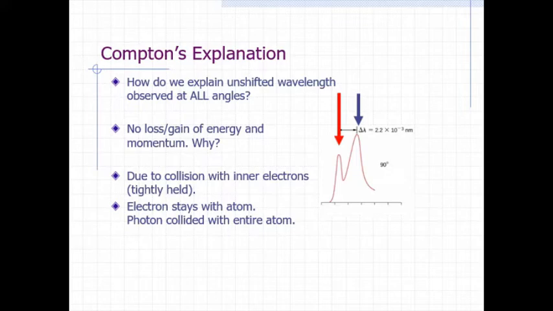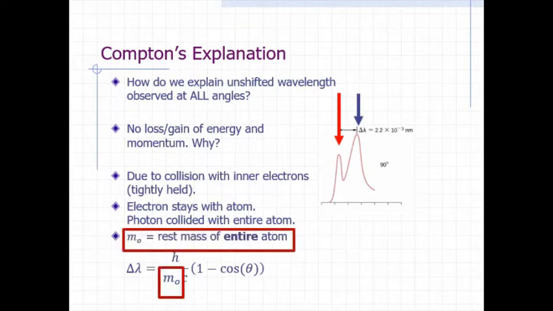with the entire atom. That means that in the expression that Compton derived for the wavelength shift, we plug in the rest mass of the entire atom for m naught instead of the rest mass of the electron. The lightest nucleus, which is one proton, is about 2,000 times more massive than an electron. So, how would plugging in a much larger value for m naught affect delta lambda? We would expect delta lambda to be much smaller, small enough that the shift is undetectable.